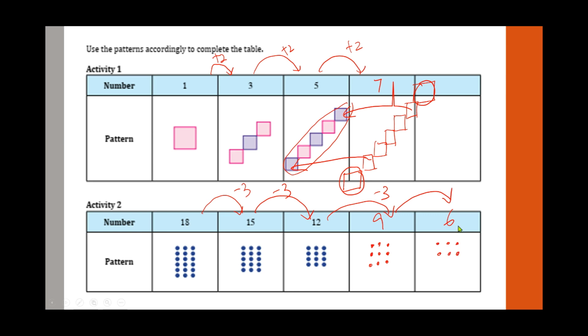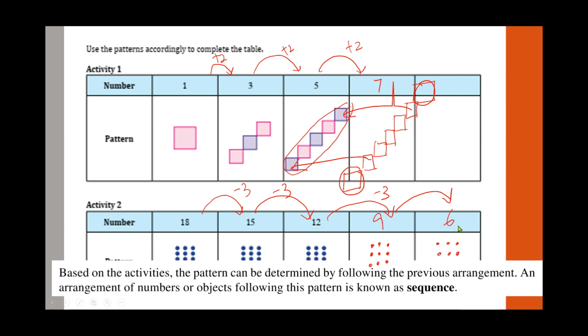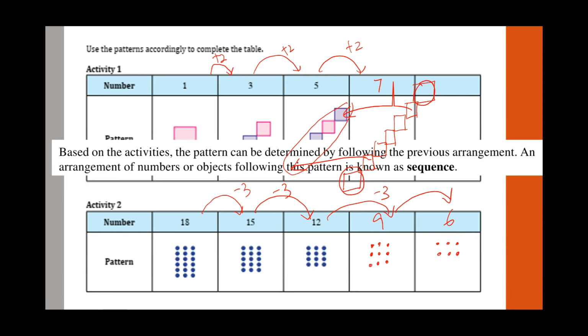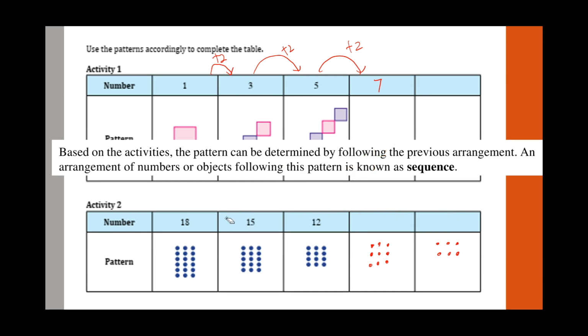Okay, so we have completed this. So we are going to discuss based on this part here. Based on these two activities that we have just done, the pattern can be determined by following the previous arrangement, because we were looking at the previous arrangement to get the next one. So an arrangement of numbers or objects following this pattern is known as a sequence. This is what we are going to learn today, sequence.